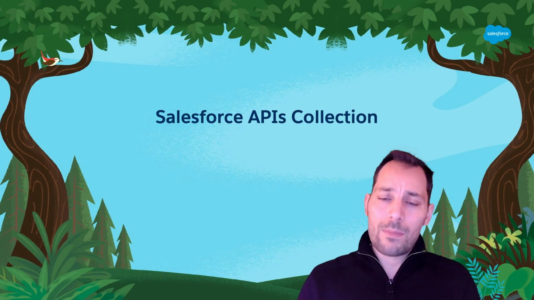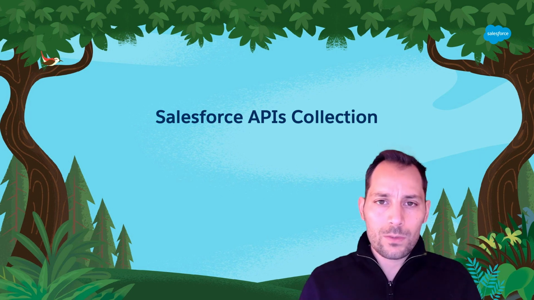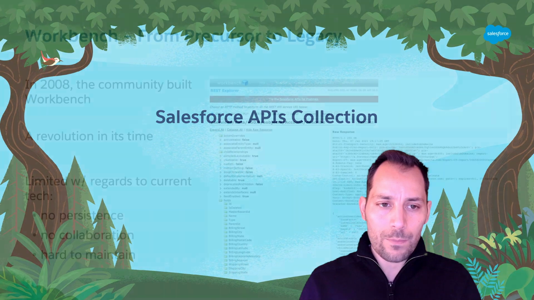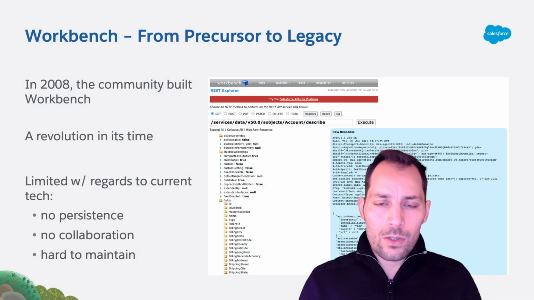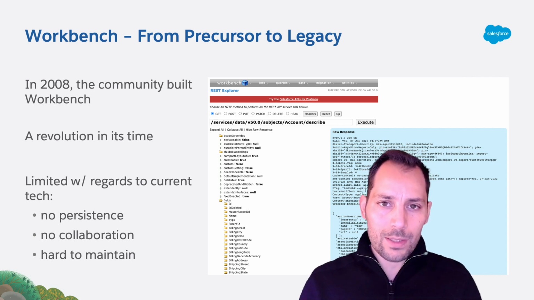So let's now talk about the Salesforce APIs collection, and let me give you a bit of background about why we did that. I want to talk first about the reason why we came to do this collection on Postman. And you all know that before Postman, we all had the ability to work with Workbench. Workbench is a tool that was created by the community in 2008, and it's been a really great work from the community. It was really a precursor. It came very early, actually.